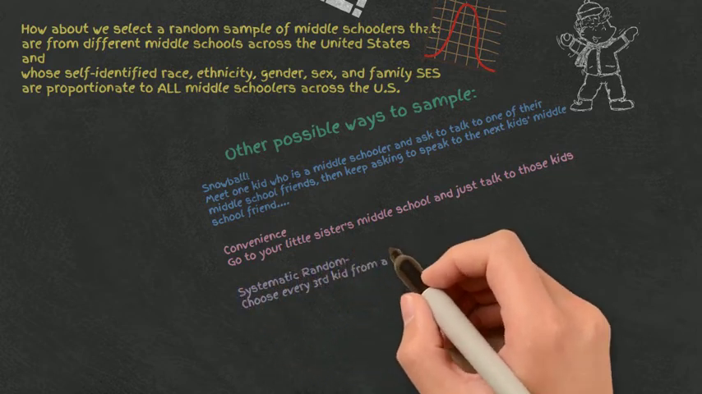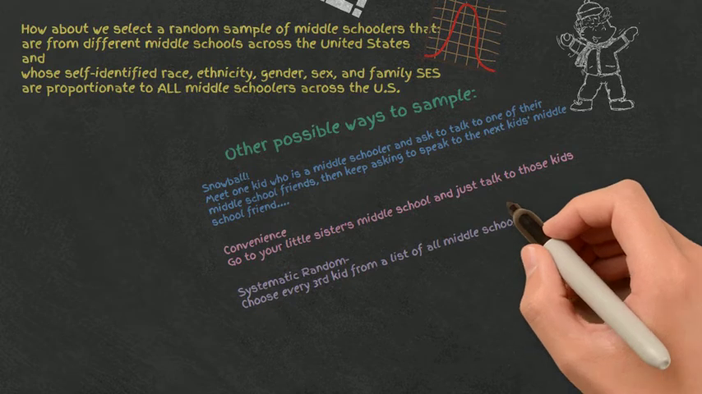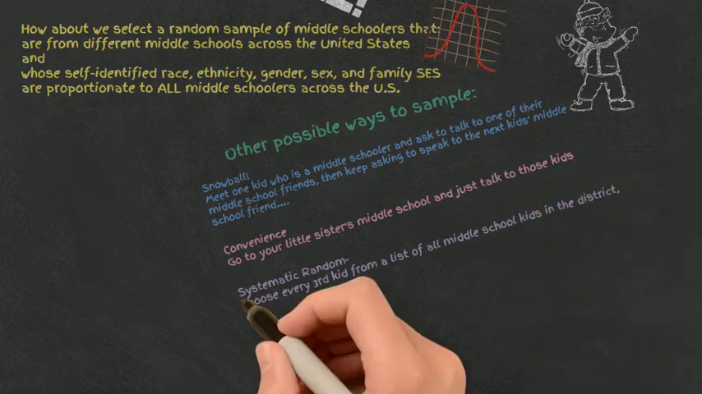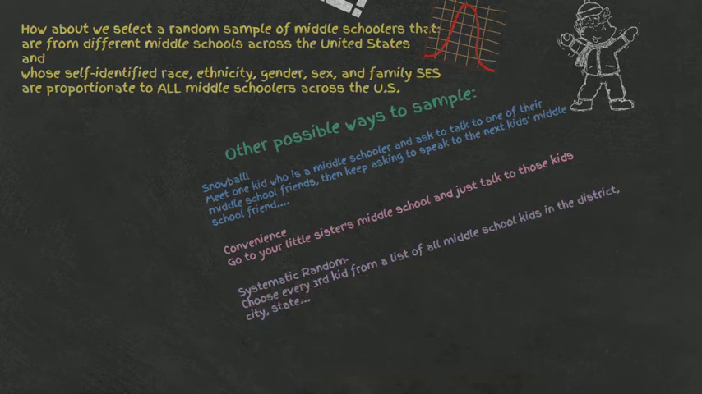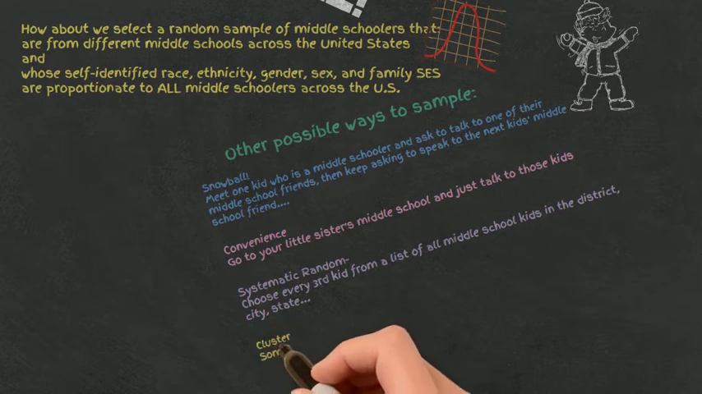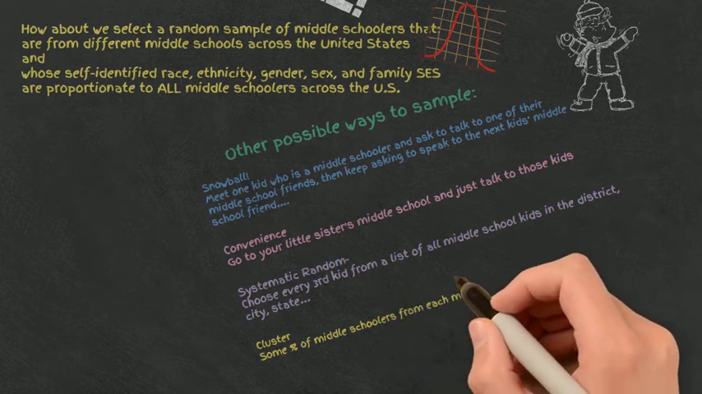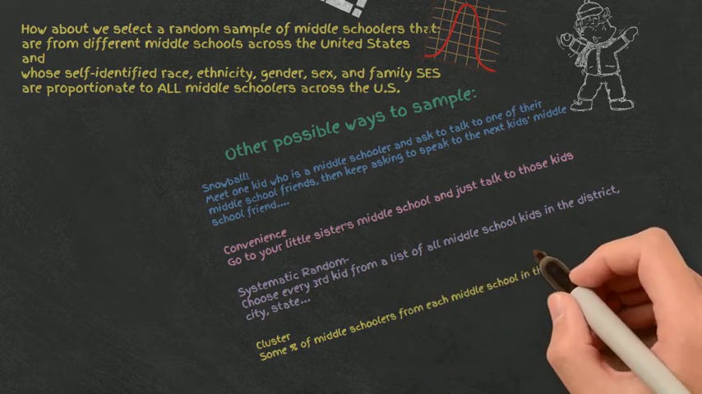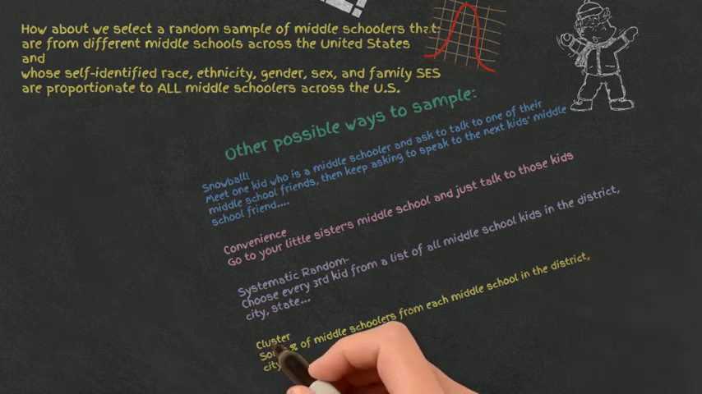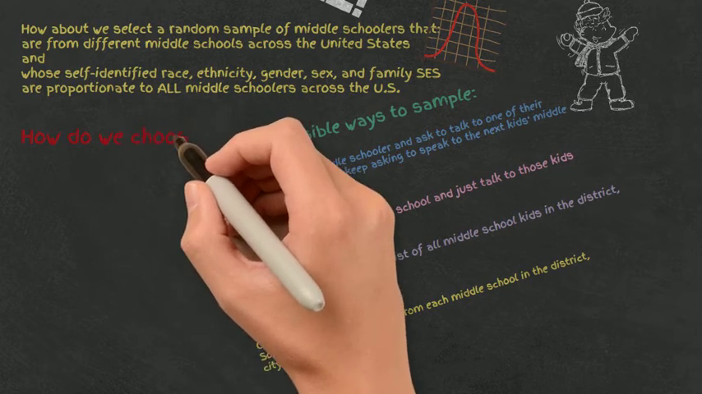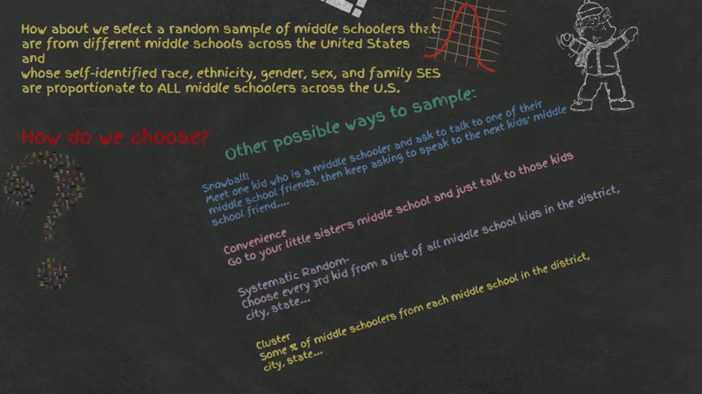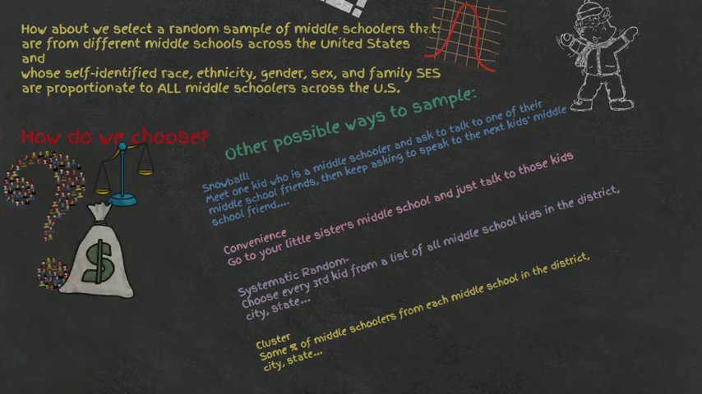This would be choosing every third kid from a list of all middle schoolers in a specific district, city, or state. We could take a cluster sample and use a certain percentage of middle schoolers from each middle school in our district, our city, or our state. There are a number of ways to choose our sample. Choosing a sample depends on a few things: our research question, ethical considerations, the cost, and how much money we have, as well as the logistics: how, who, when, where, and for how long.